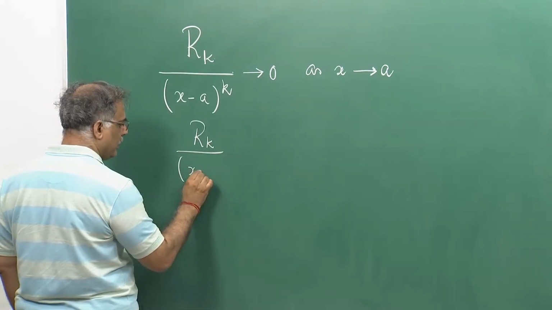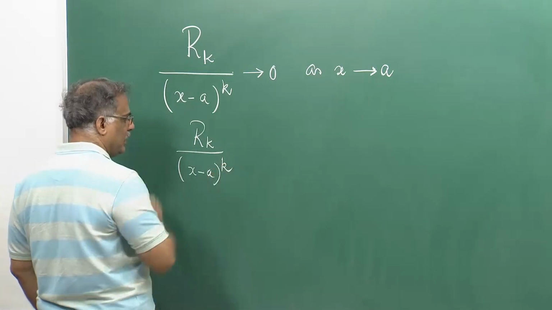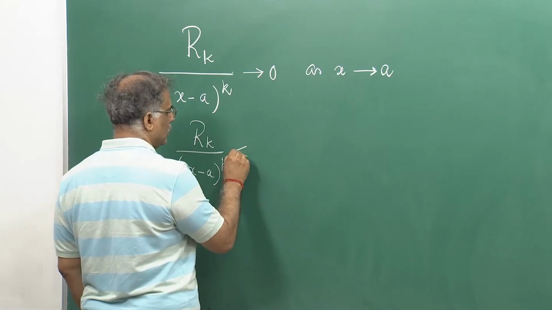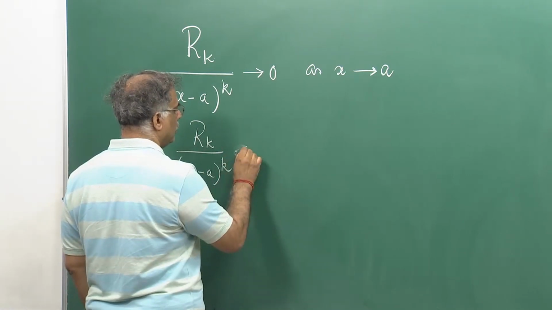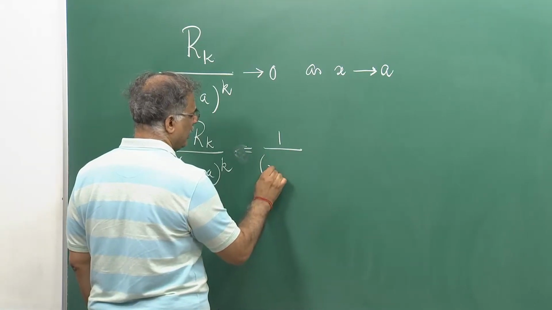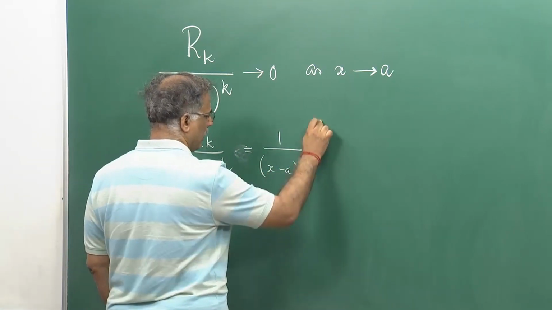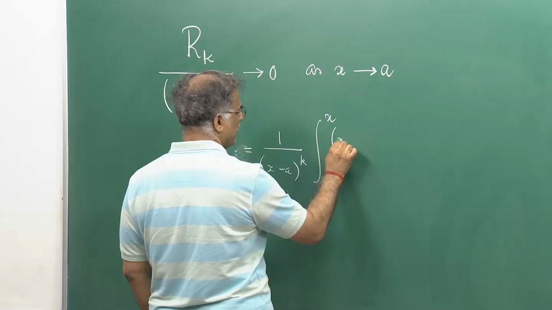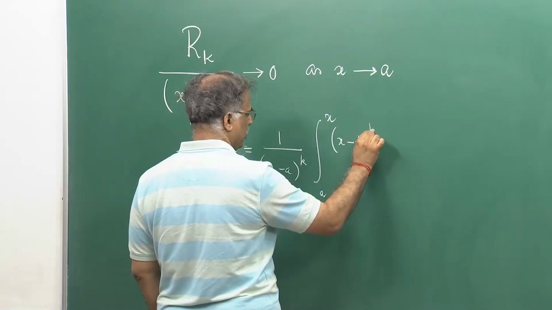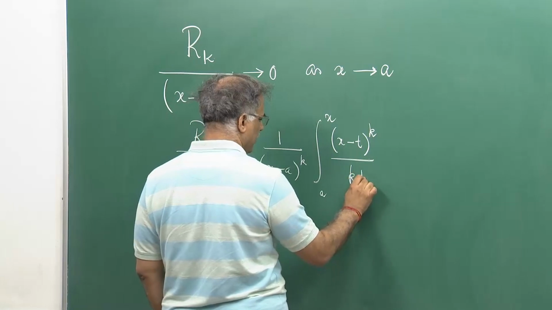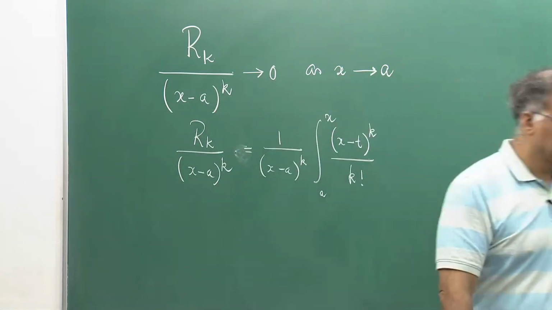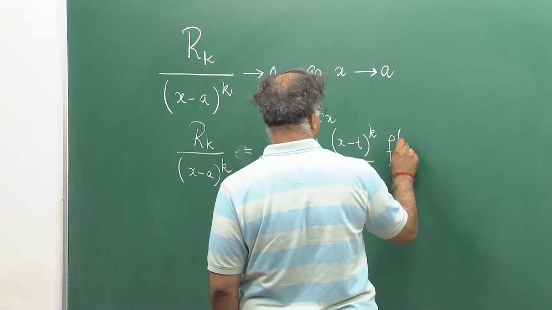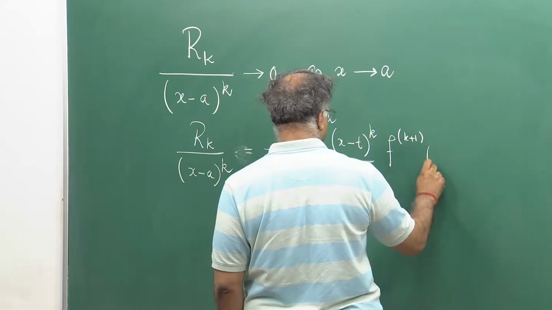So, you will get the idea of what is happening. R_k divided by (x minus a)^k is equal to 1 by (x minus a)^k times the integral from a to x of (x minus t) to the power k by k factorial, times the (k+1)th derivative of f at t, dt.